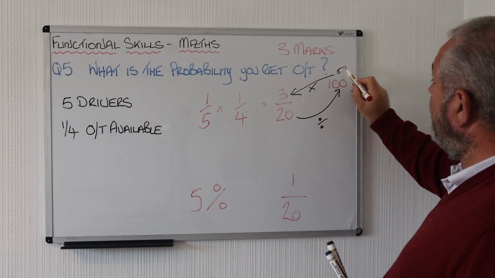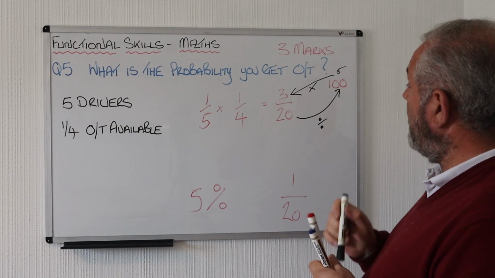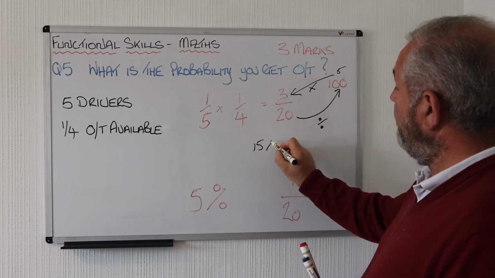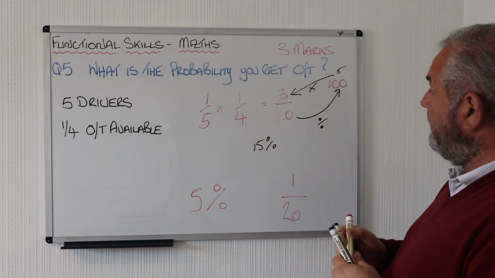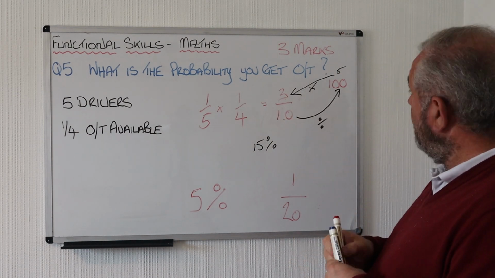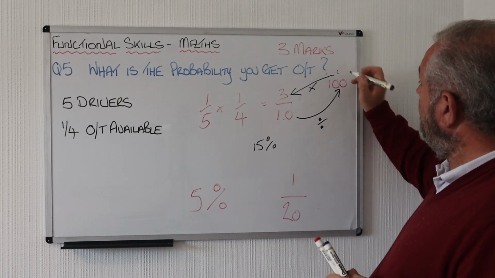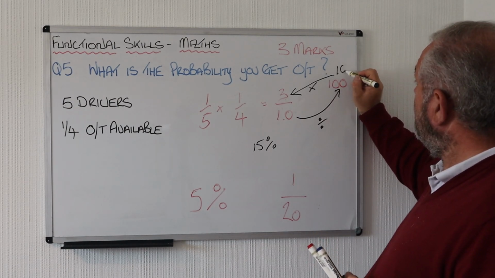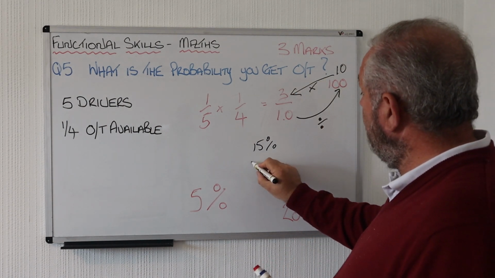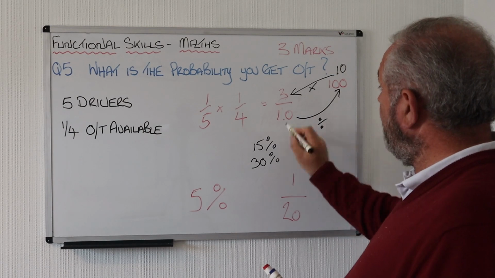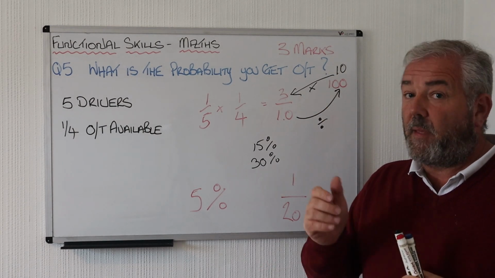Now, if that 1, for whatever reason, had been a 3, it's the same approach. 20s into 100 goes 5, 5 multiplied by the 3, which gives us a new total of 15%. And just to give you one further example, if the denominator on this occasion was a 10, how many times does 10 fit into 100? It goes in 10 times, and then 10 multiplied by the 3, we have a new total of 30%. So 3/10 is equivalent to 30%. Hope you got that right.